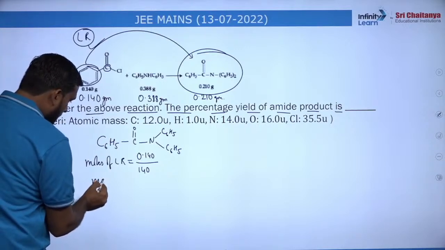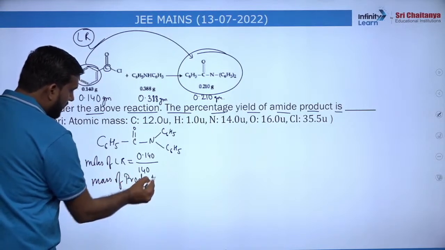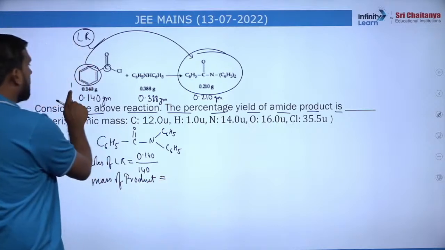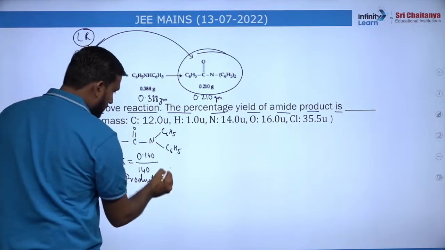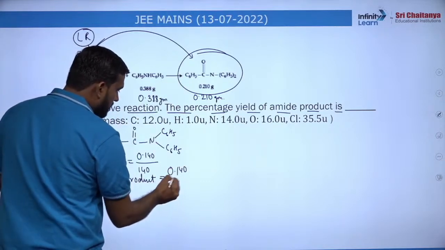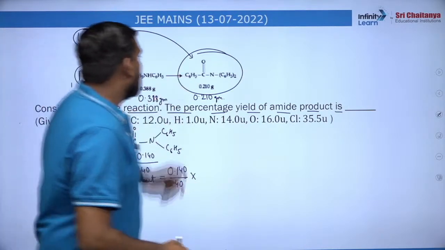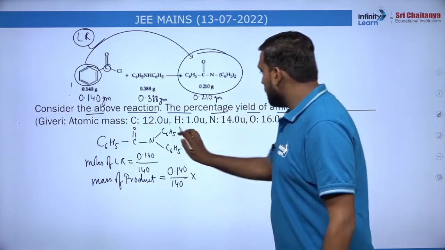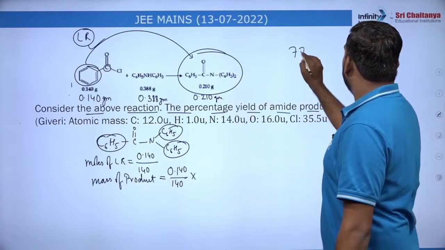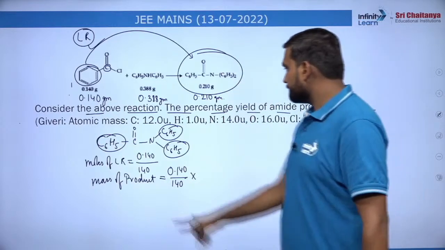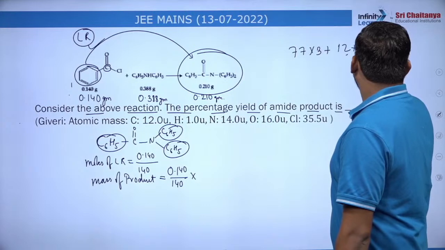So the mass of the product, that is theoretically, is equal to, because for 1 mole of this, 1 mole of this is produced, so this much moles will be produced. So it will be equal to 0.140 upon 140 into the molar mass of this. Let's calculate the molar mass of this also. So for this, 77, 77 and 77, so it will be 77 into 3 plus 1 carbon, 1 nitrogen and 1 oxygen is present there. So it will be 12, 14 and 16.